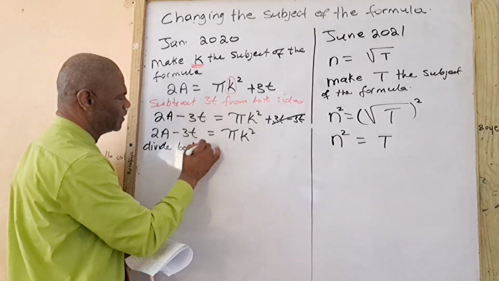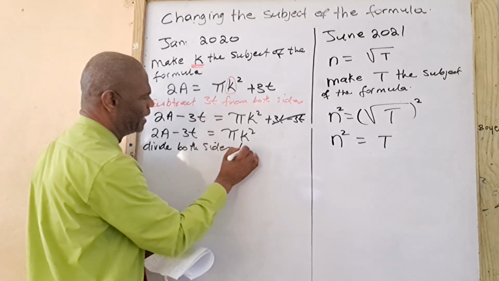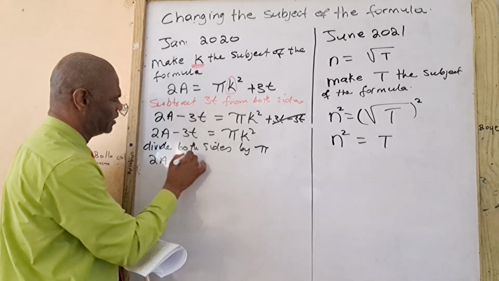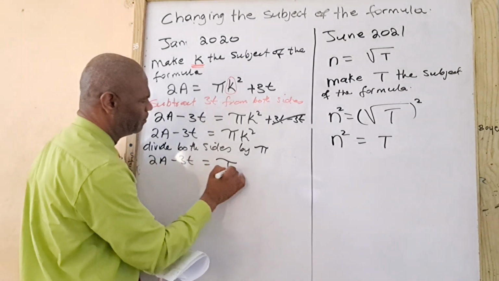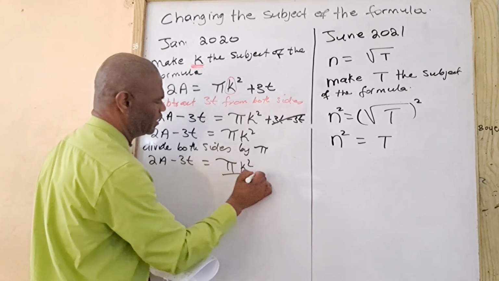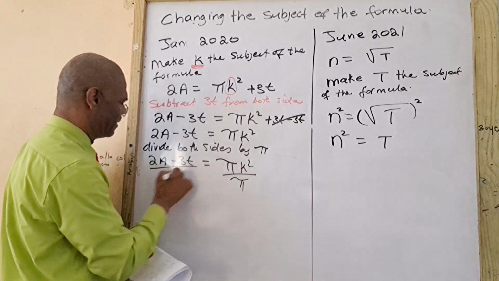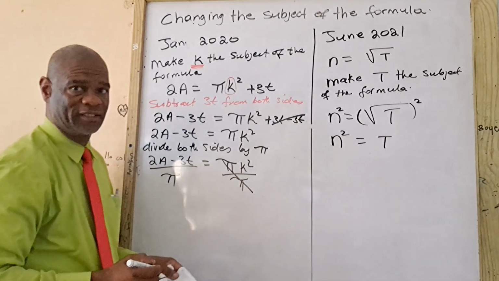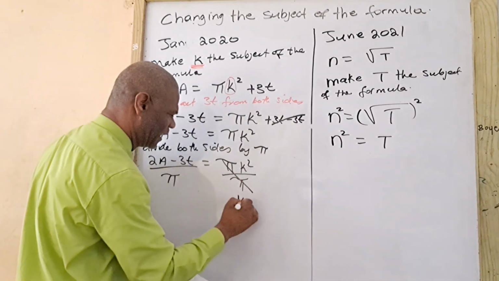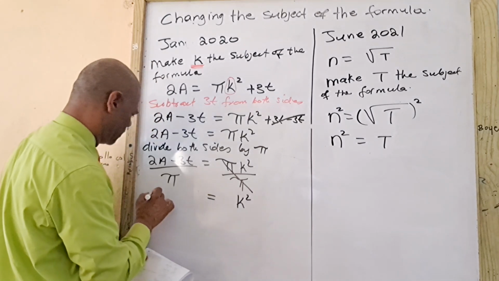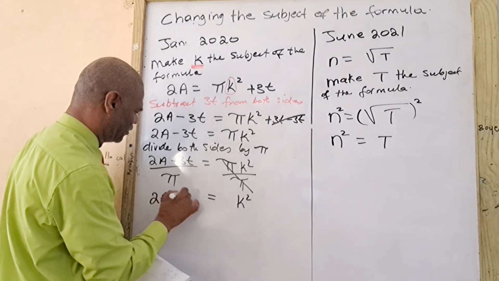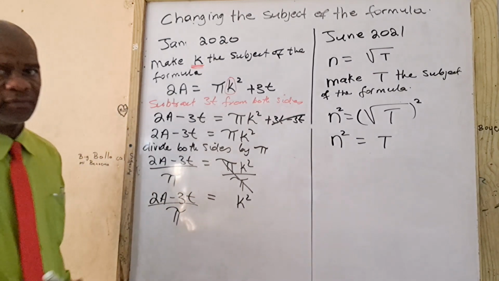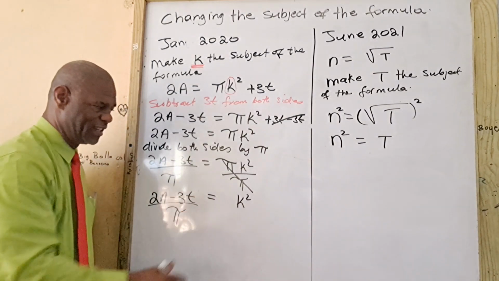Divide both sides by pi. So we have 2a minus 3t equals pi k squared divided by pi. Alright? So pi cancels. We are left with k squared equals 2a minus 3t over pi. Alright? Now, we are not there yet.